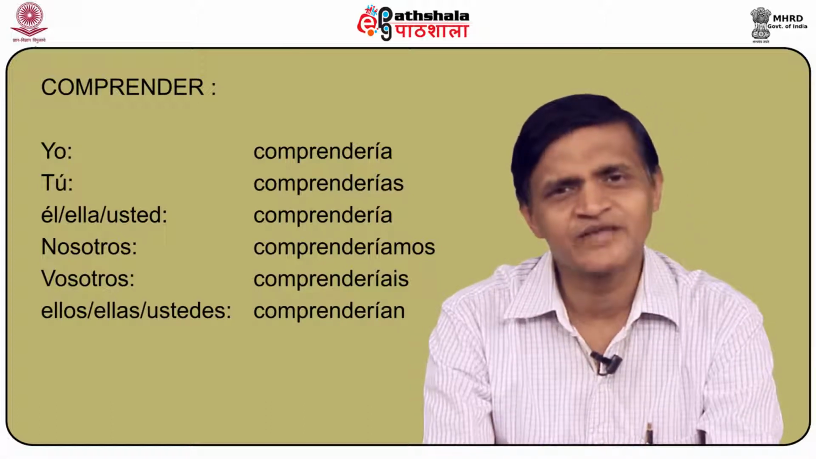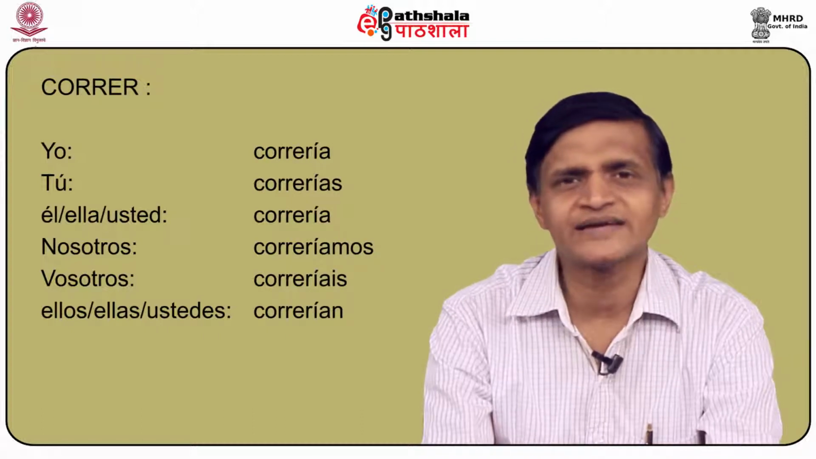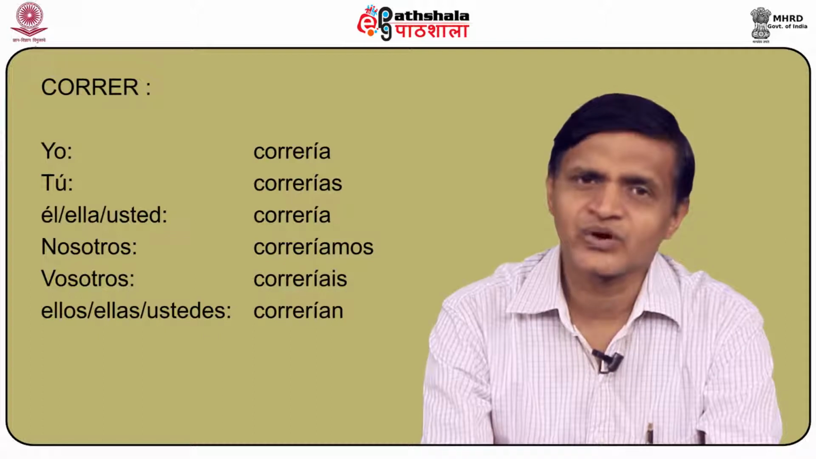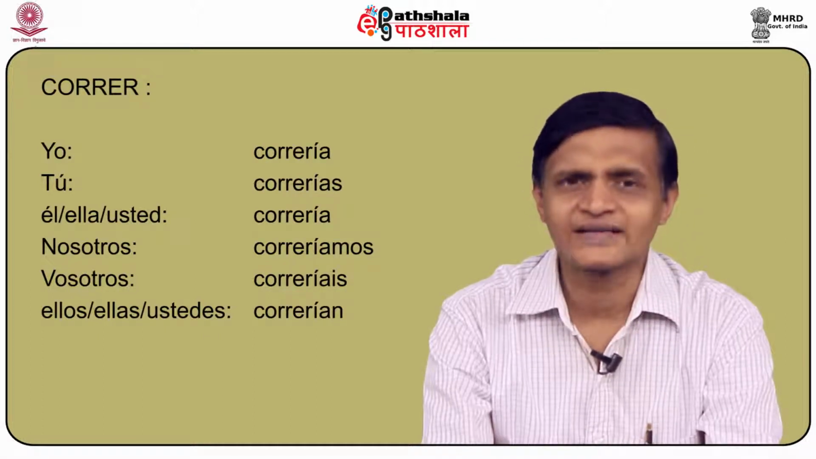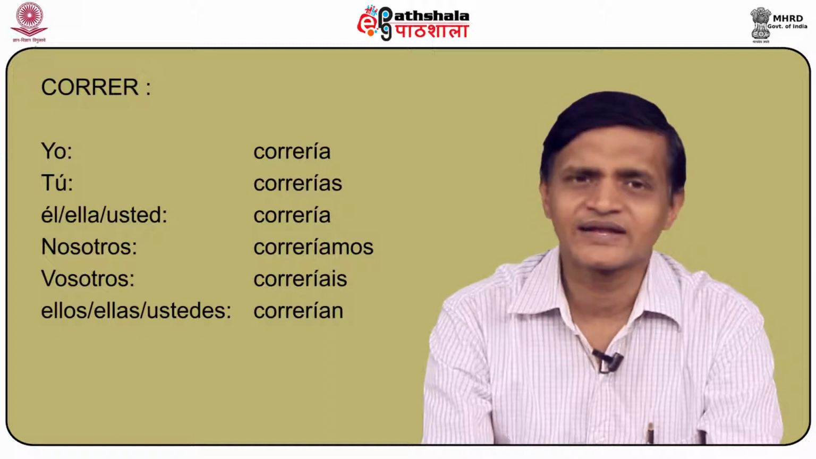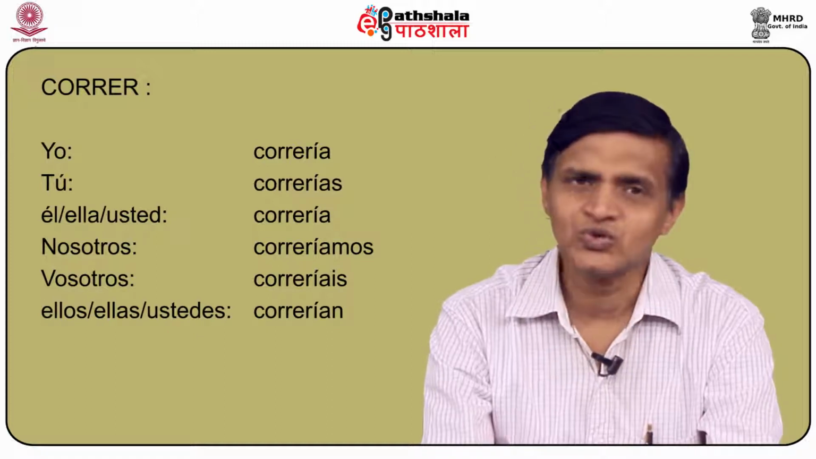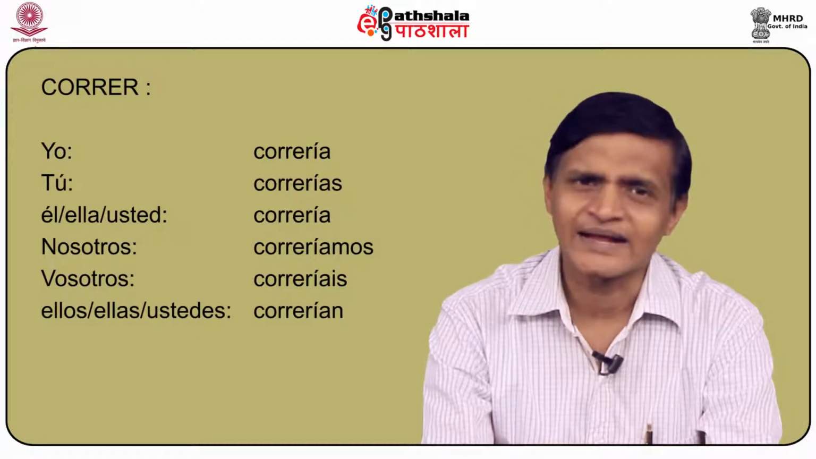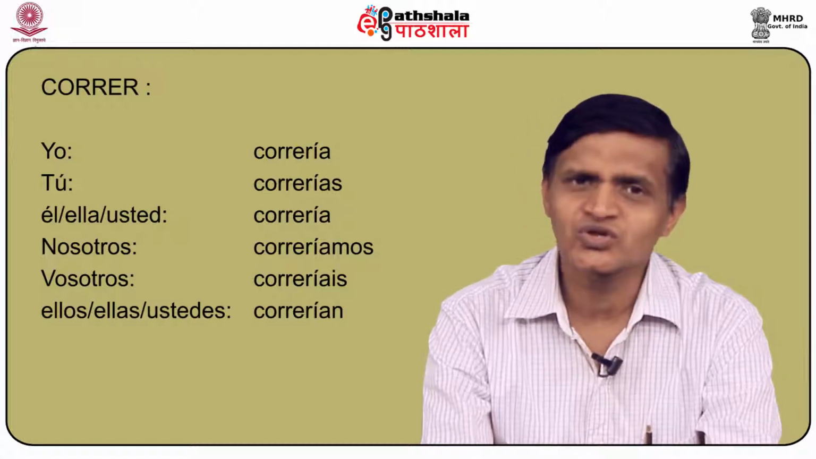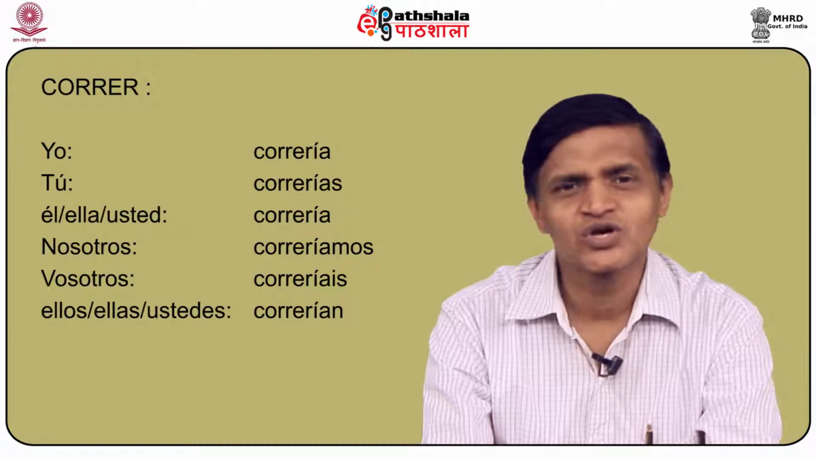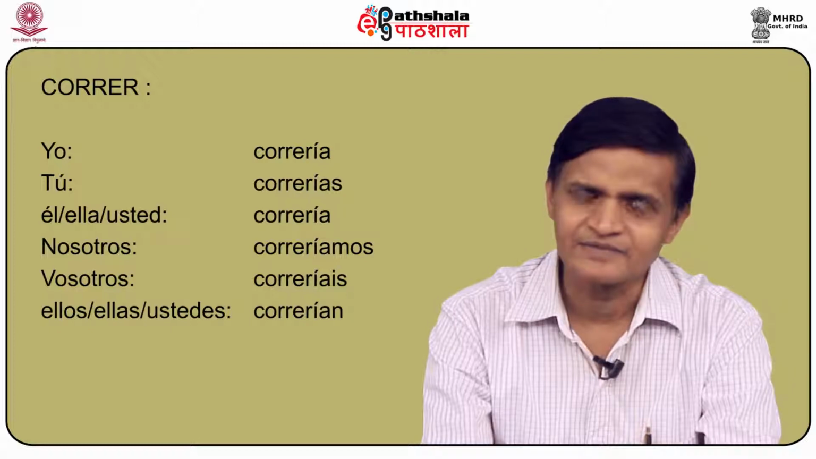Another verb that we should move on to is correr. How do you conjugate correr in the conditional? We conjugate correr in the conditional in the following manner: correría, correrías, correría, correríamos, correríais, and correrían. I repeat, yo correría, tú correrías, ella, usted correría, nosotros correríamos, vosotros correríais, and ellos, ellas, ustedes correrían.